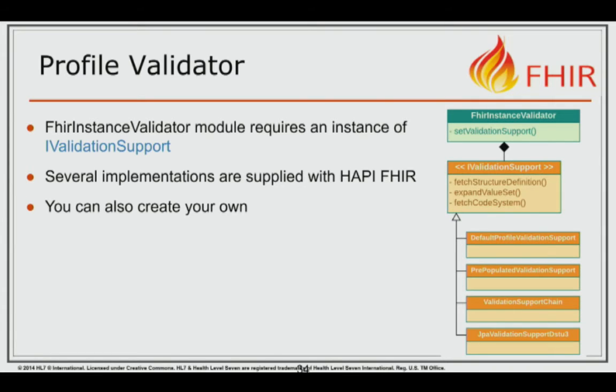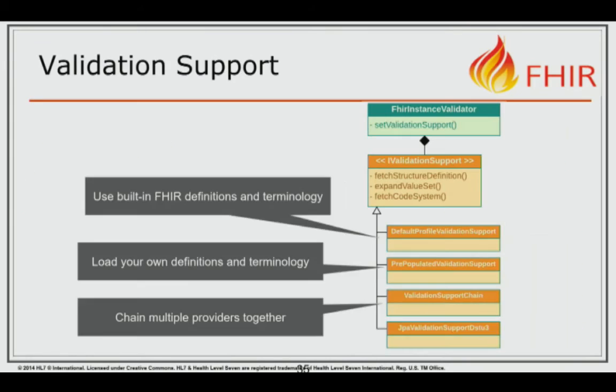Yeah, no kidding. Ultimately, all of the things that are up here are implementations of this IValidationSupport interface. You can create your own, of course. We provide a few. There is one called the DefaultProfileValidationSupport, and that just uses the FHIR built-in definitions. So that's the built-in value sets, code systems, and structure definitions that are part of the FHIR core specification. There's PrePopulatedValidationSupport, which is actually just a glorified set of hash maps, so you can load it up with your own profiles and structure definitions and that type of thing.